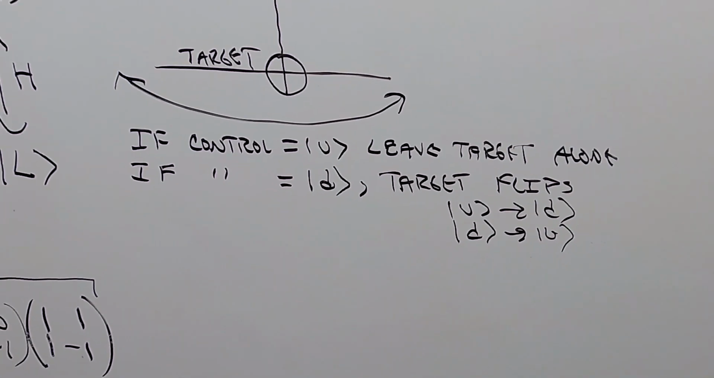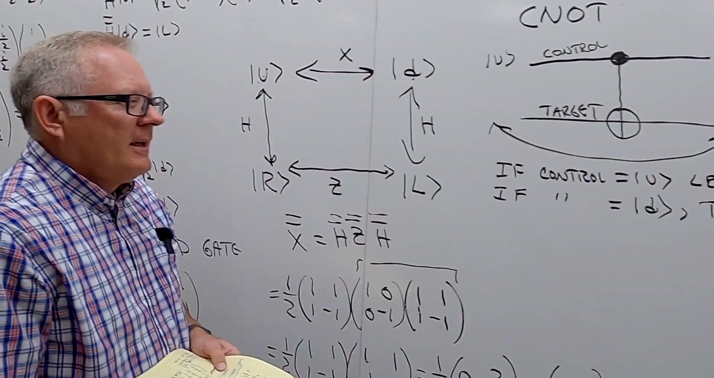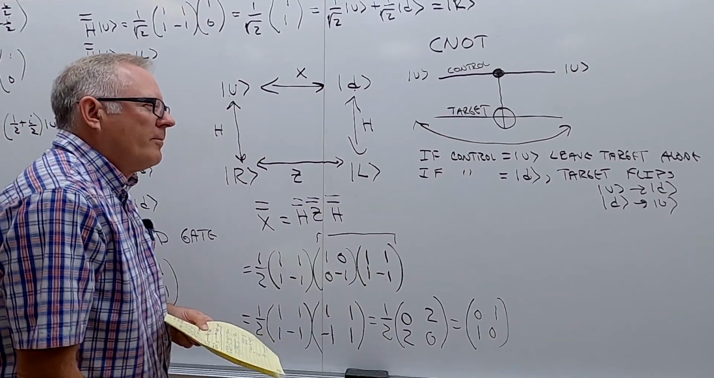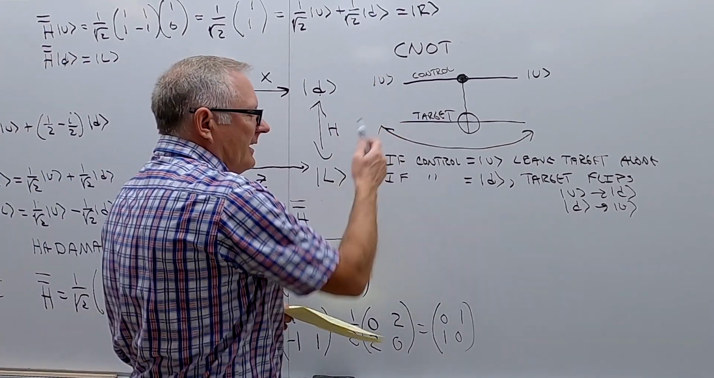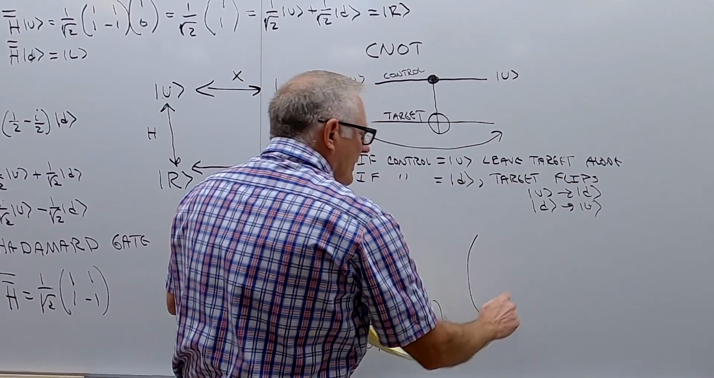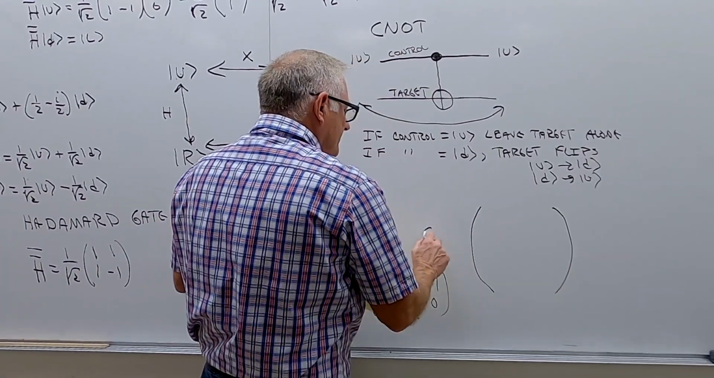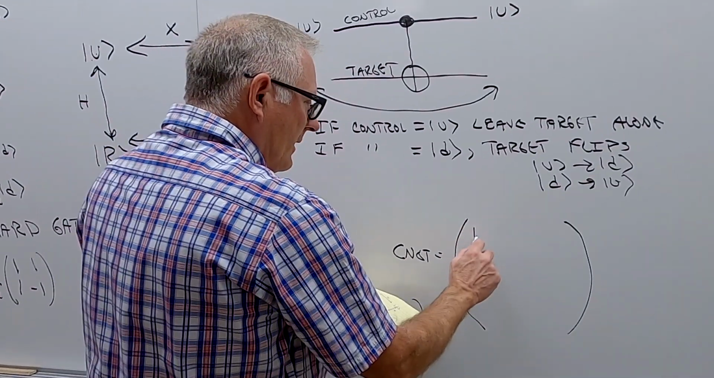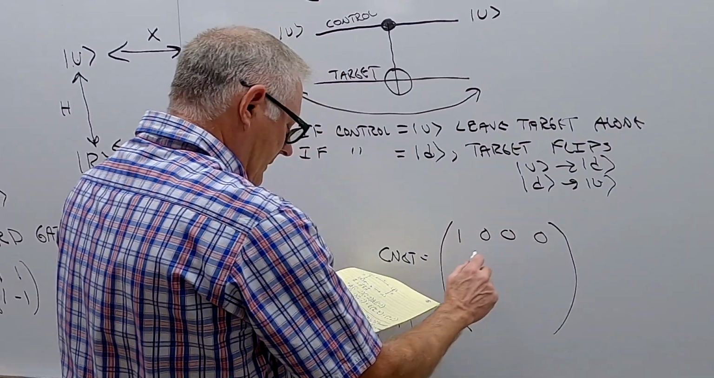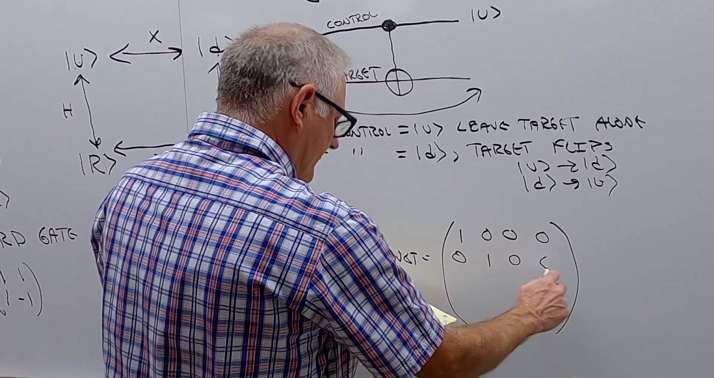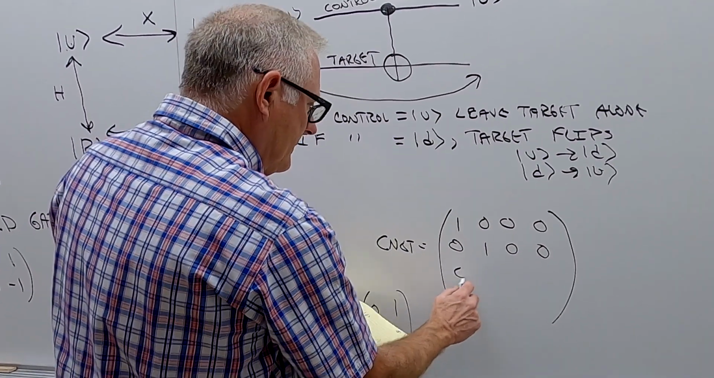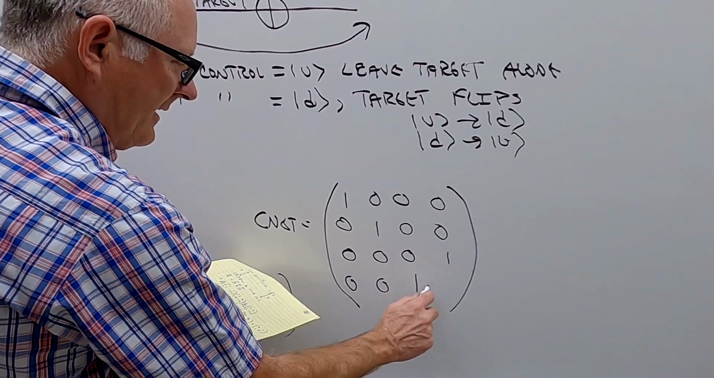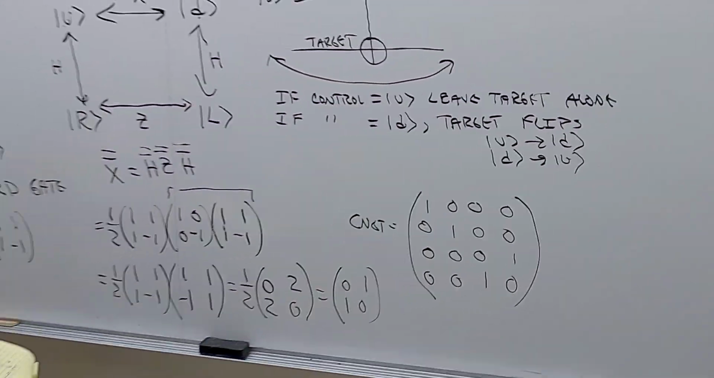Now, remember, if I wanted the matrix for this, it would be a 4 by 4 because this is 2 bits right here. And so the C naught, this thing would be 1, 0, 0, 0, 0, 1, 0, 0, 0, 0, 0, 1, 0, 0, 1, 0. That's what it would be.